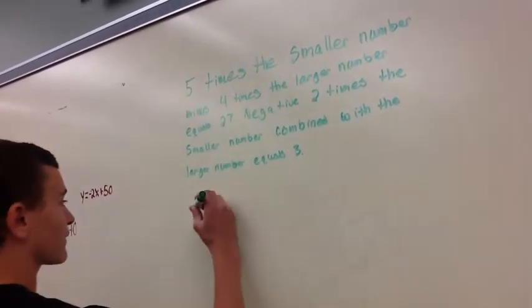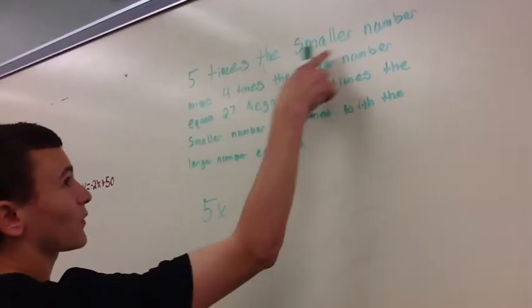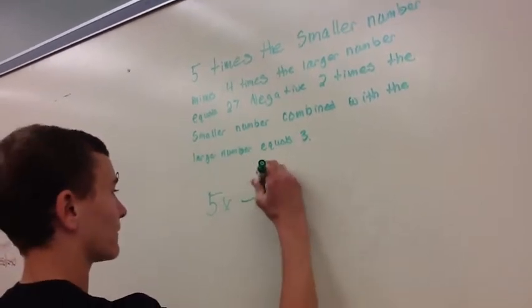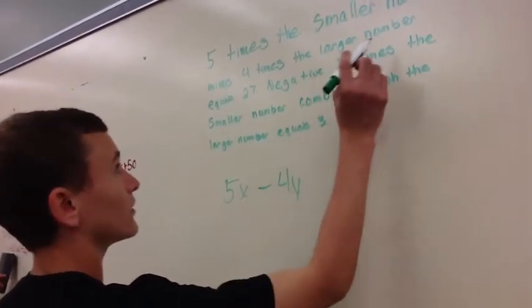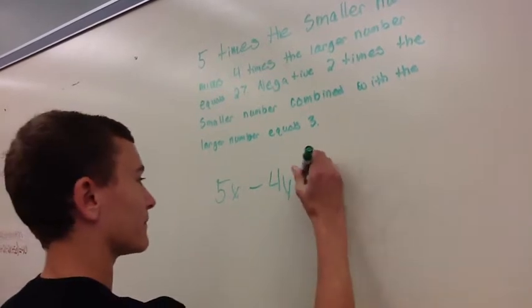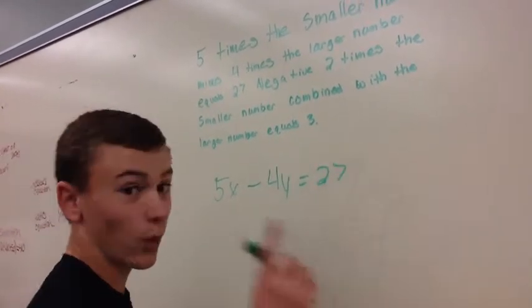5 times 5x, the smaller number, minus 4, so subtract 4 of the larger number equals 27. That's one equation.